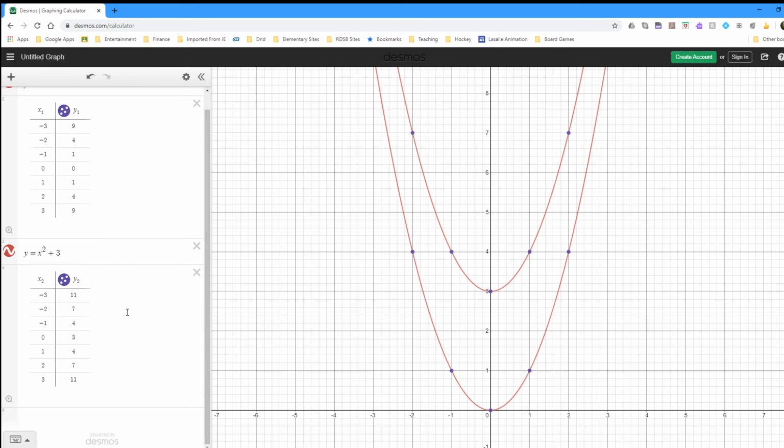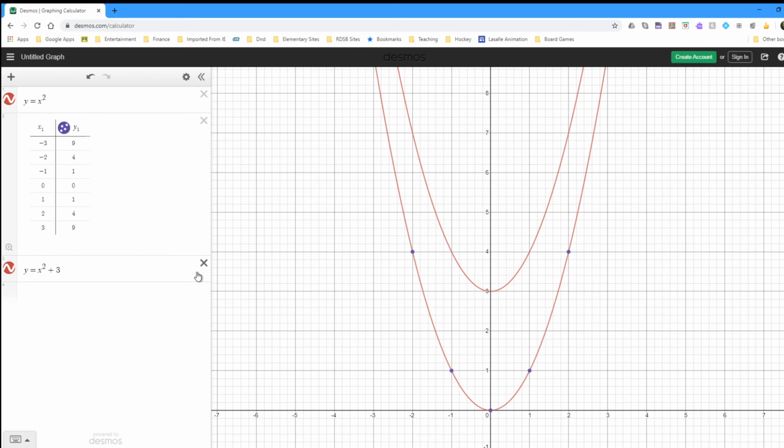And you're going to have to do it without technology sometimes. So what is the most efficient way of doing that? Well, the most efficient way of doing that is to know what is the original table of values, and then just add 3 to all of the y values. Now, knowing that, I'm going to actually get rid of the table here.